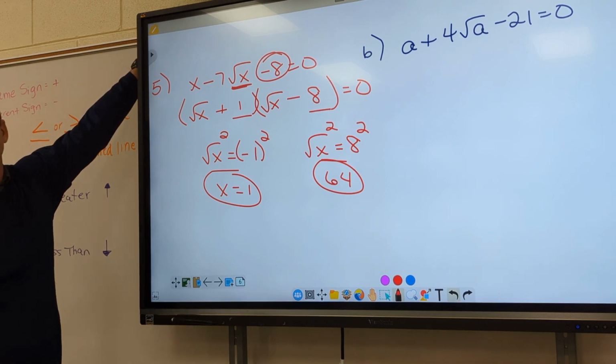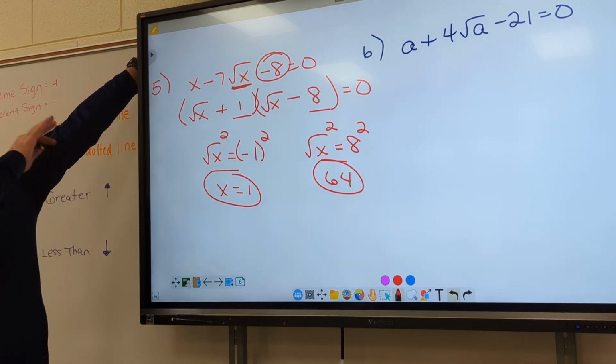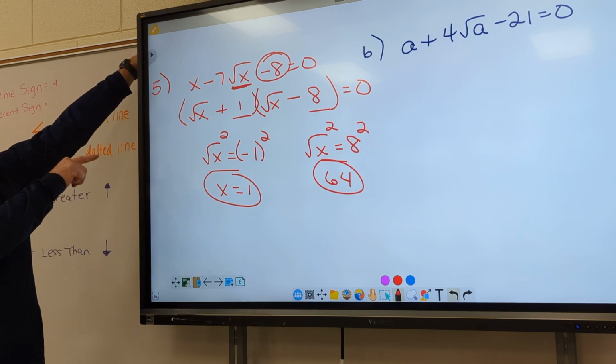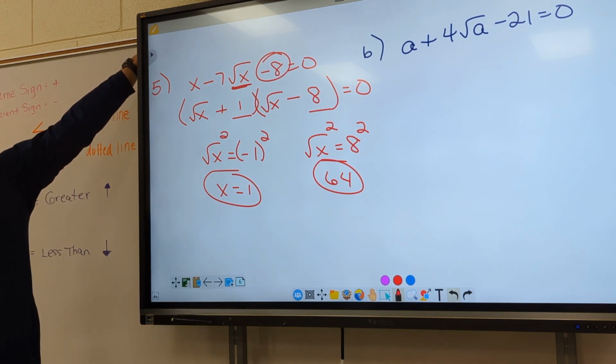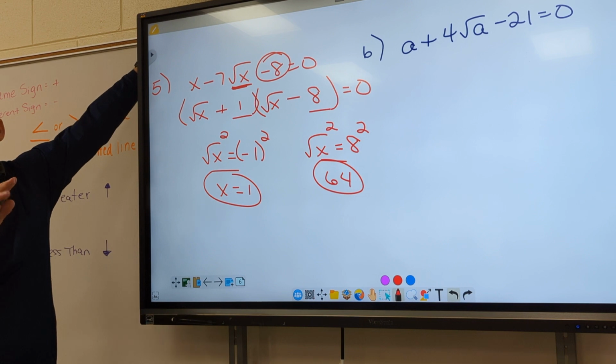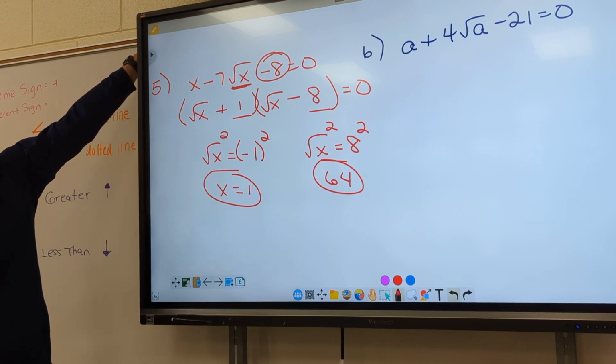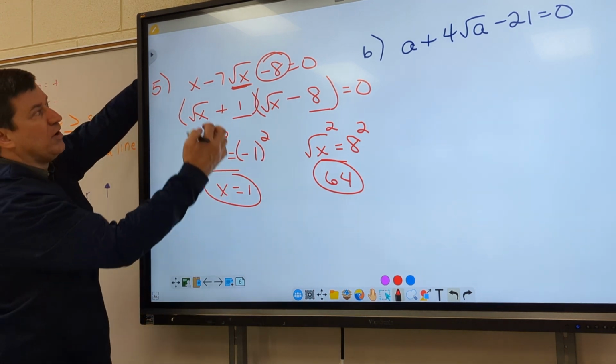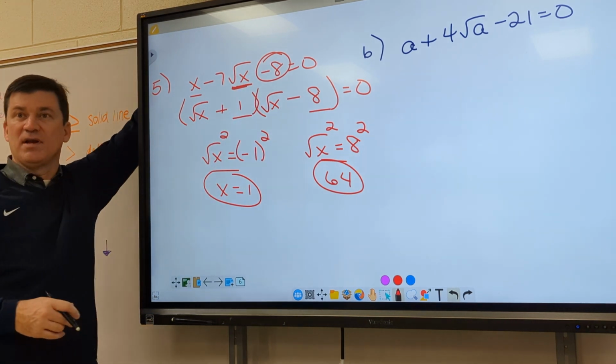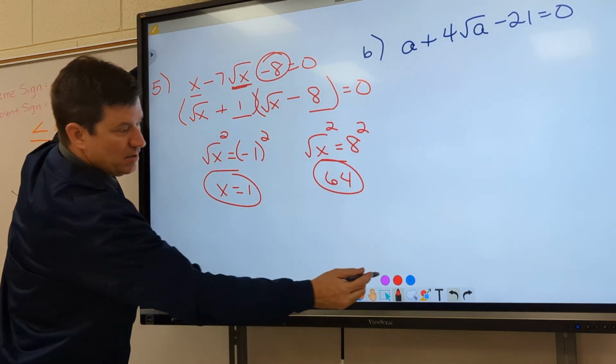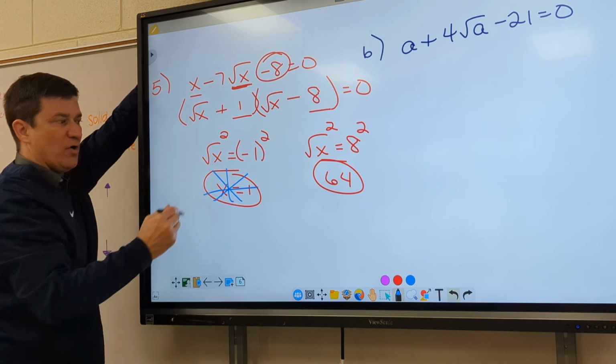All right, now, here's something else new about this problem. These problems, 5 and 6, are the only problems on the whole test that you have to check your answers. So you could take one, plug it in here and here, put it in your calculator and see what it gives you. Or you could trust me, that answer is not going to work.